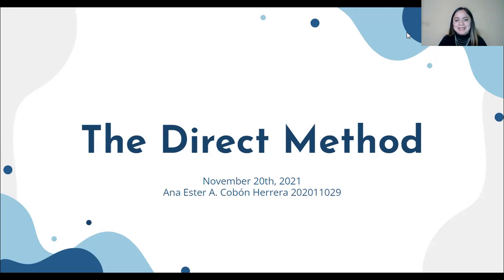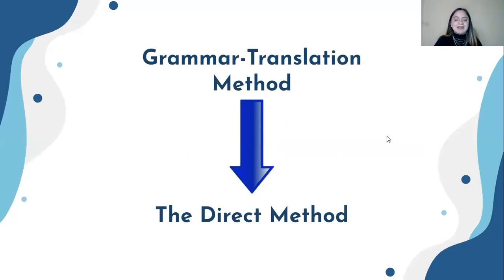So, what is the direct method? In previous classes, we learned about the grammar translation method. And the direct method was developed because the grammar translation method was not successful. It is said that it was not effective when teaching a second language. So that's why the direct method became very popular in the 19th century. Teachers decided to stop using the grammar translation method and started using the direct method.